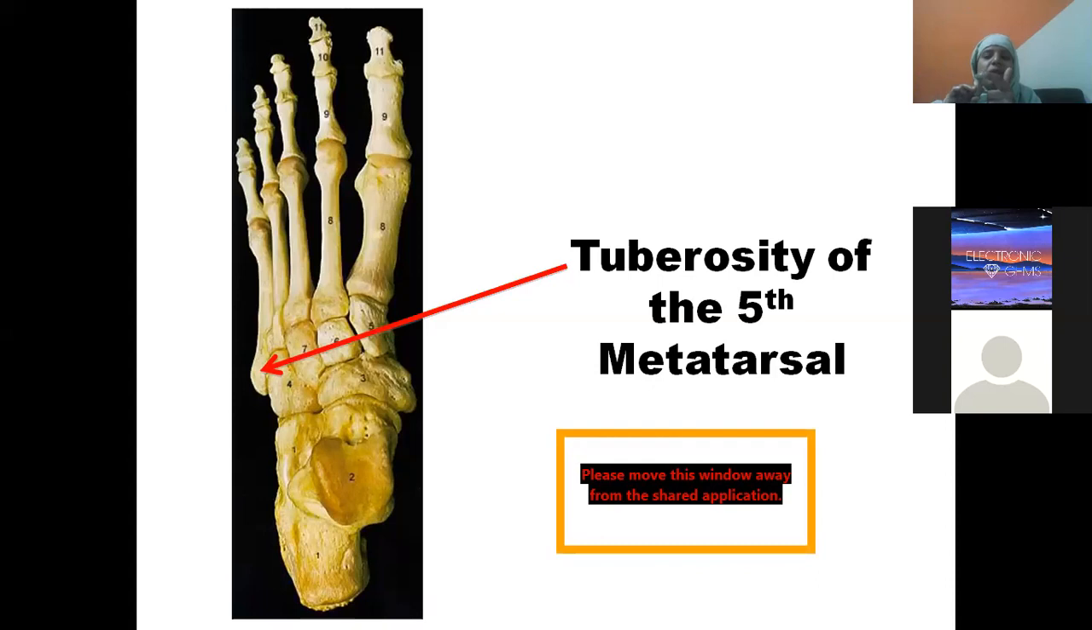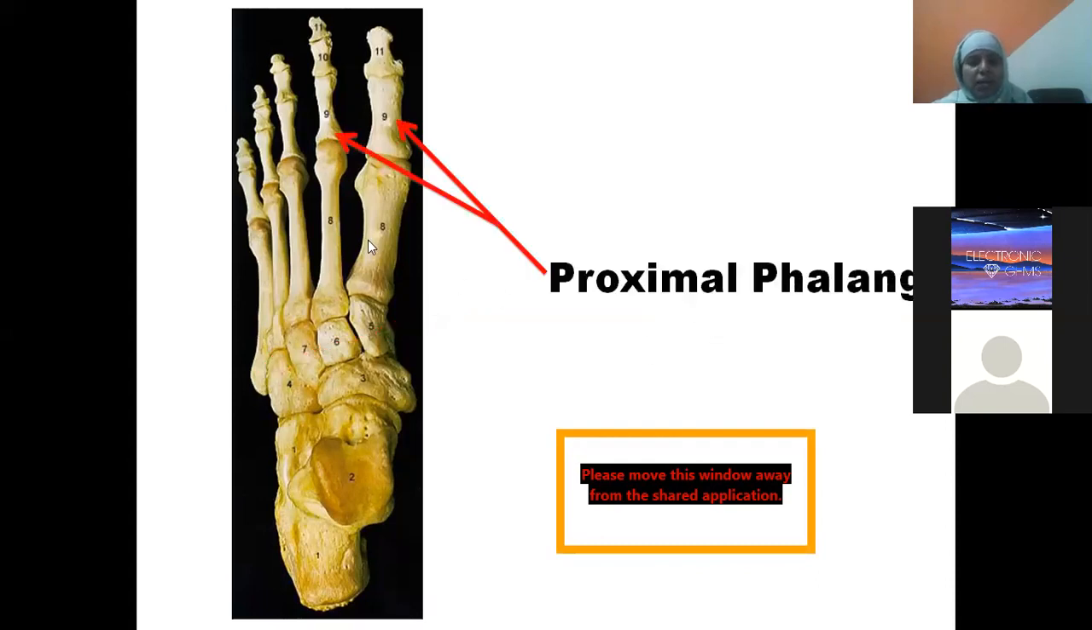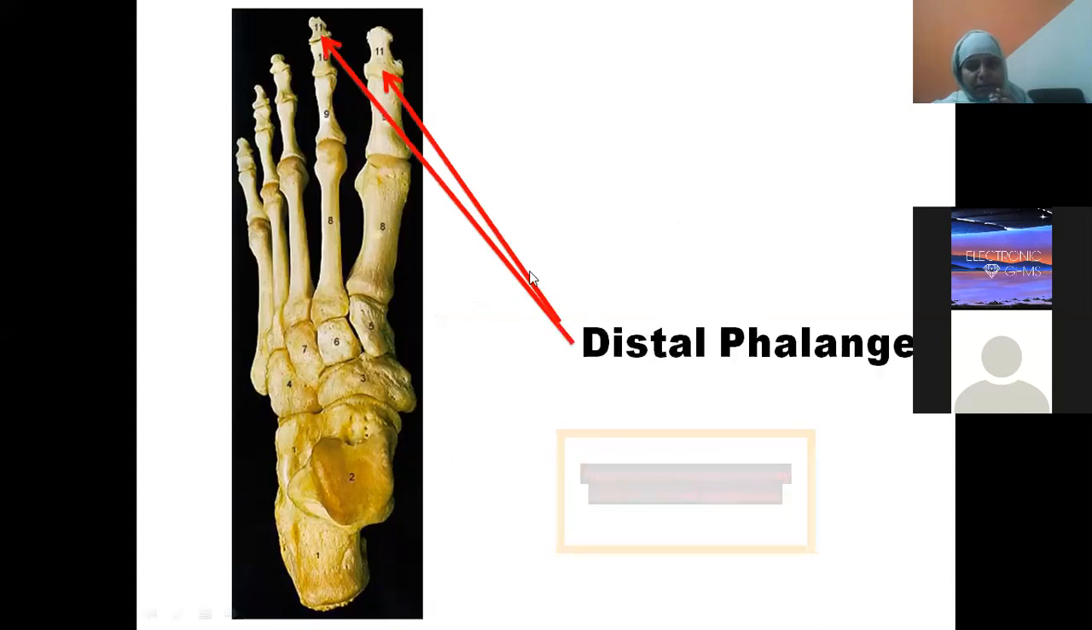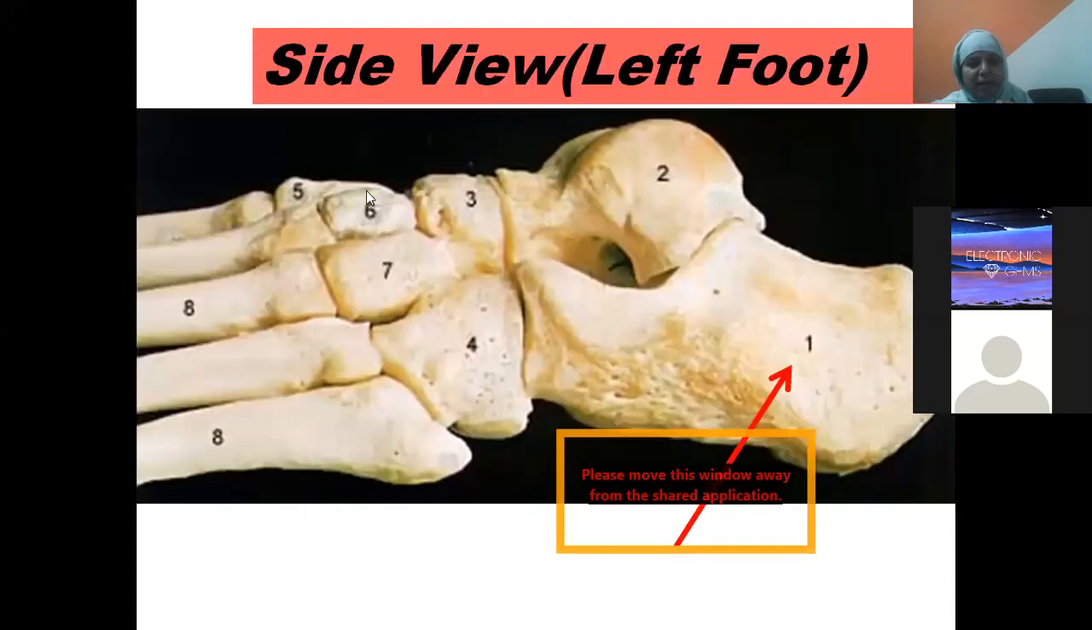Tuberosity, the projection it has, is called the tuberosity of the 5th metatarsal. Now, what are these phalanges? As Hansraj told us, we have 14 phalanges. This is the proximal phalanx, this is the middle phalanx, and the 11th one is the distal phalanx. That means in the big toe we have only 2 phalanges, proximal and distal, whereas in the remaining toes we have proximal, middle, and distal phalanges.